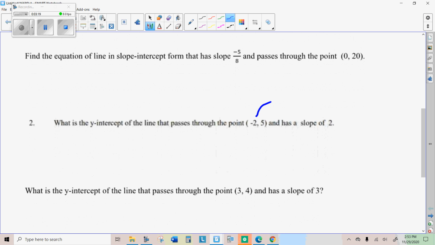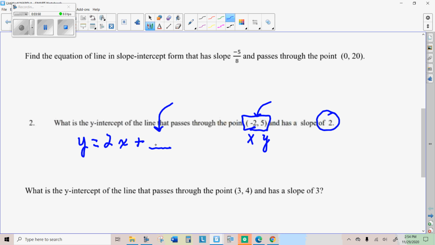We are given a point, but it's not the y-intercept, but we know the slope is 2. Okay, so I'm going to show you a couple ways you can do this. One way is just to do the math. When you have the equation, and you take your slope, which is 2 times x, and you add the y-intercept, the b part, for these numbers, it has to be true. In other words, when x is -2 and y is 5, whatever you add here has to make that true.